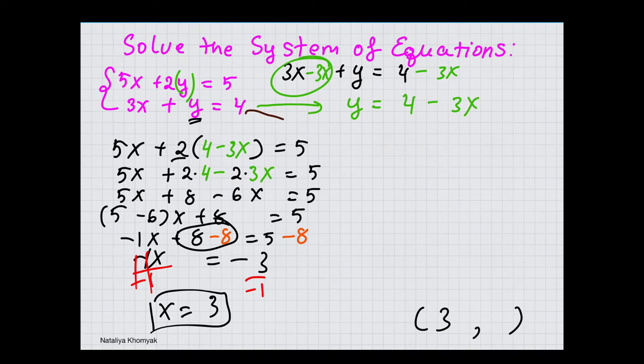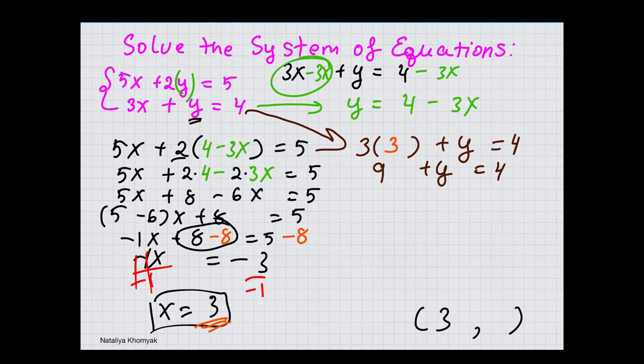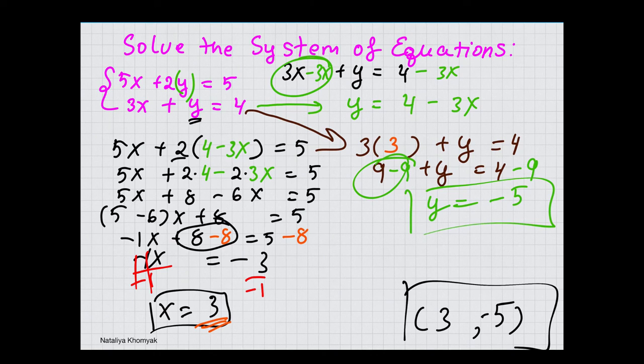And I'm going to use the second one. So we have 3x plus y equals 4. Let's plug in 3 instead of x. So we have 3 times 3, 9, plus y equals 4, minus 9, minus 9, that's a 0. So y equals, we have more negatives, negative 5. So (3, negative 5) is our solution. That's all.